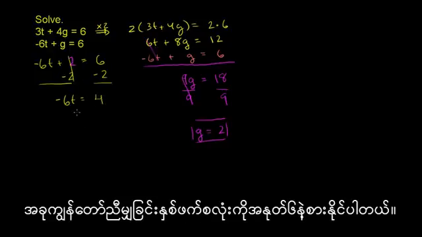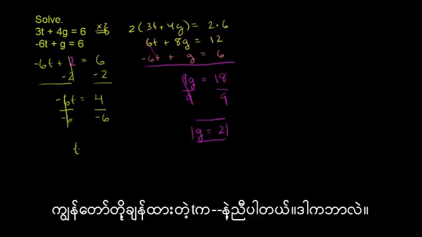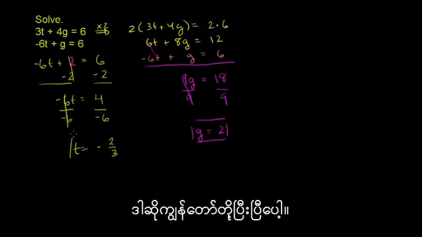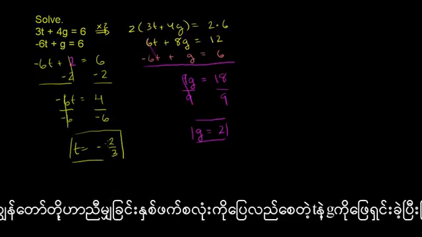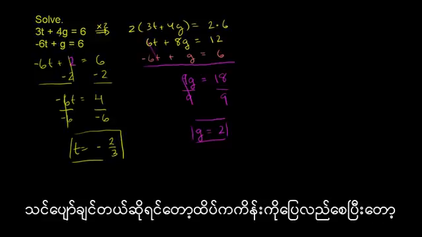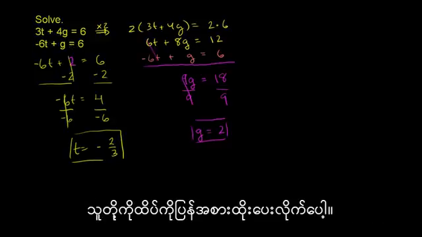Now I can divide both sides of this equation by negative 6. Negative 6. And we're left with t is equal to, what is this? t is equal to negative 2/3. And we're done. We've solved for a t and a g that satisfy both equations. We just saw that it satisfies the bottom one. If you want to feel good that it satisfies the top, substitute them back into the top.